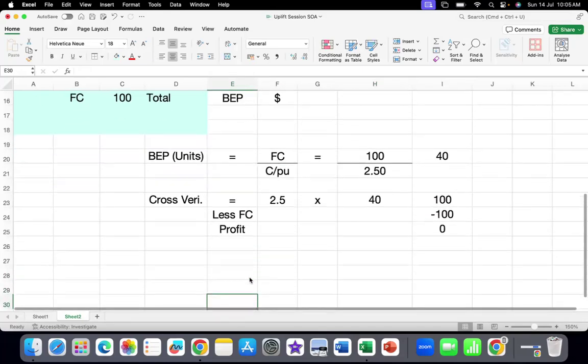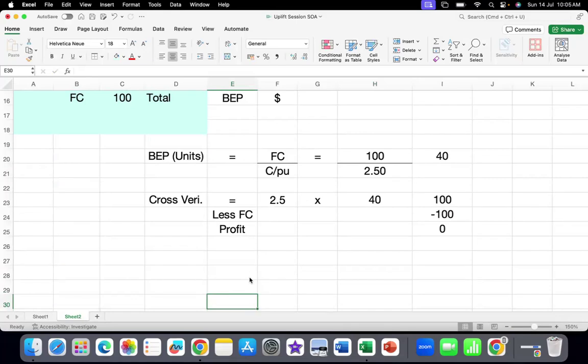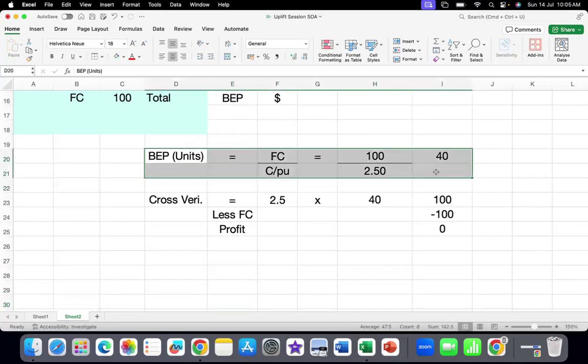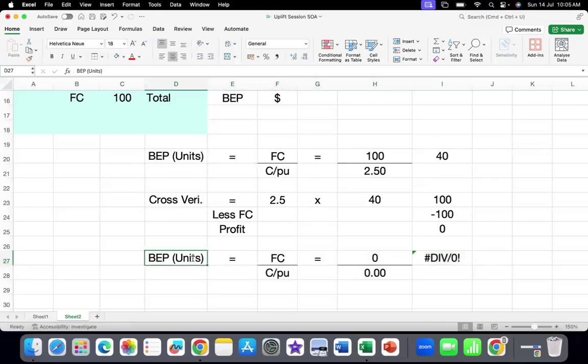What if you directly needed the value? You can still use the same formula, but this would be BEP in dollars is equal to fixed cost divided by contribution per unit. So instead of contribution per unit, you require the contribution margin ratio.